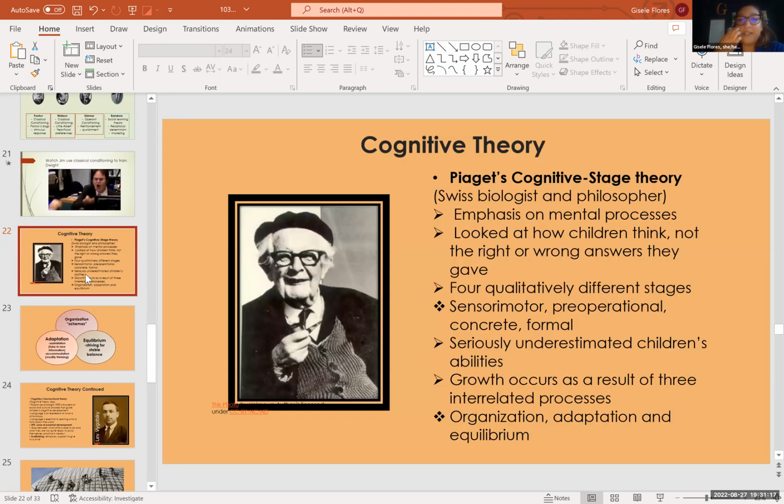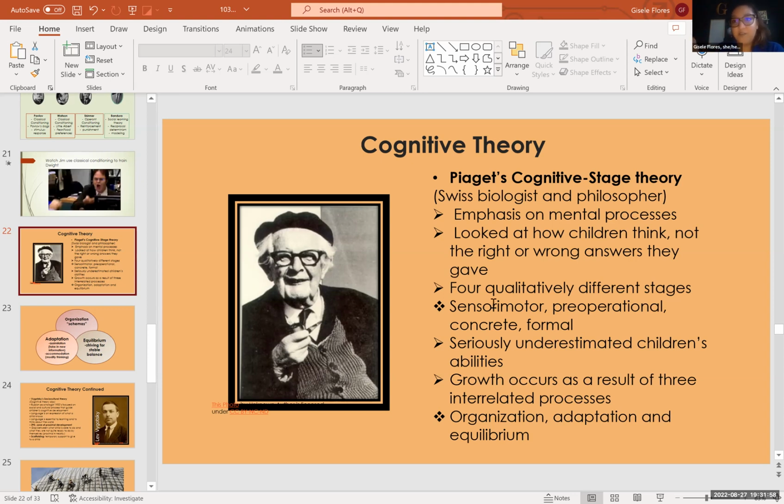Let's look at cognitive theory. So probably one of the most famous cognitive theorists is Piaget, and someone who you'll come across more and more throughout your education is Piaget. He looked at an emphasis on how children arrived at an answer. So not the answer itself, but the process that they engaged in order to get to that answer. He also looked at 4 qualitatively different stages. So he looked at the sensory motor stage, the pre-operational stage, the concrete operational stage, and the formal operational stage.